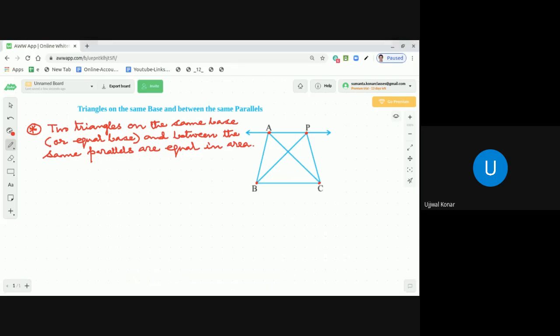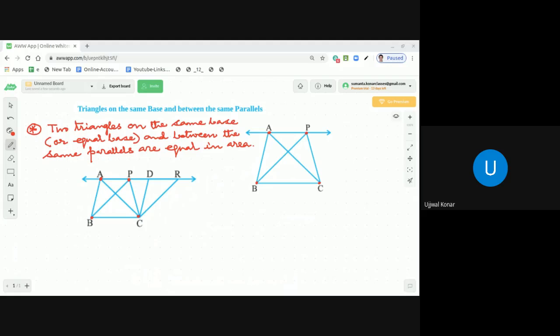So let me first draw the diagram. I have made a small change to the diagram I drew earlier, an extra drawing here. What were the triangles we were discussing, dear students? One is ABC, and the other one is PBC. Correct, PBC.